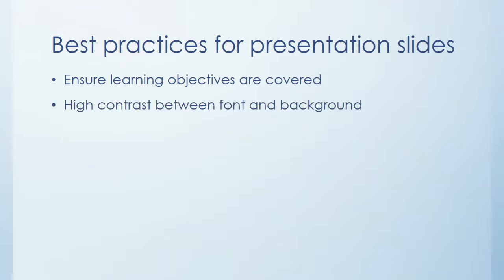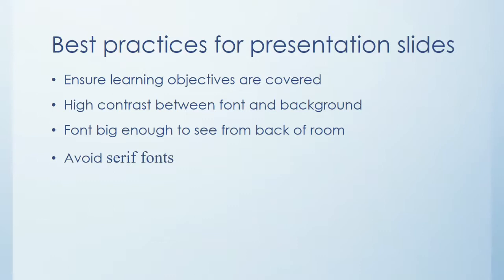Then you want high contrast between the font and the background. So usually this is like a black font on a white background. This is good if you're going to have dim lighting. Or you can have a black background with a white font, which is good if you're going to be in a room that's going to be well lit, because that enhances the contrast. Then you want the font to be big enough to see from the back of the room. So this has a lot to do with the size of the room as well.